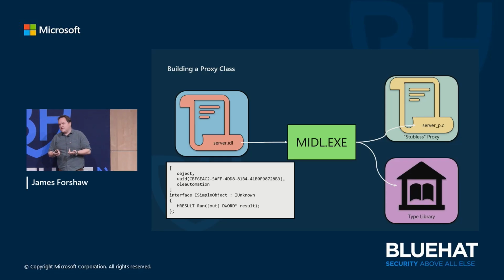Now, when you add that, say, to Visual Studio, it will automatically pass it to the MIDL compiler, the IDL compiler, which is part of the SDK. And that generally spits out two pieces of information, or two files. It spits out what is called the stubless proxy file, which is a C file, which you can compile into your application. And it can also spit out a type library, which contains the metadata associated with that IDL file, the compiled IDL file.